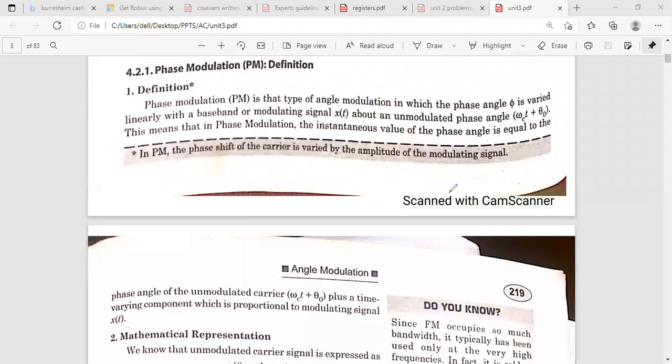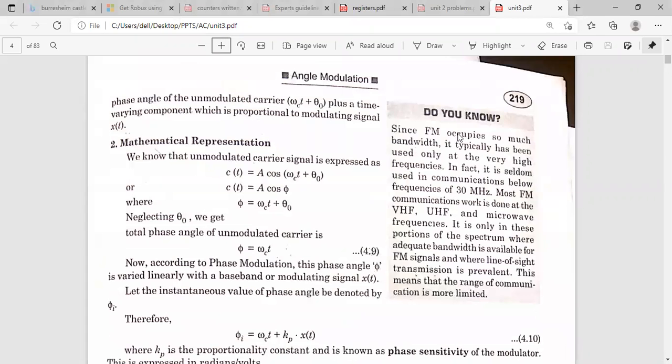Okay, so before going to that, how can we define the phase modulation? Here the phase angle of the carrier will be varied with respect to the amplitude of the message signal, right? So here first you have to know the relation. So here phi I is the total phase angle. So the total phase angle we can represent for the phase modulation is like this: omega ct plus kp into x of t.